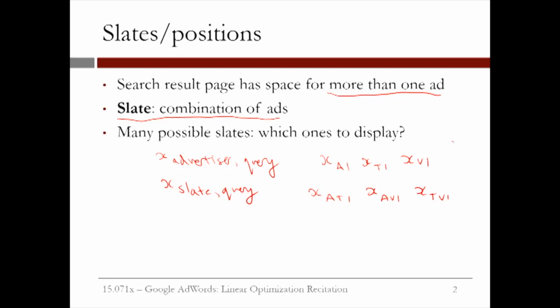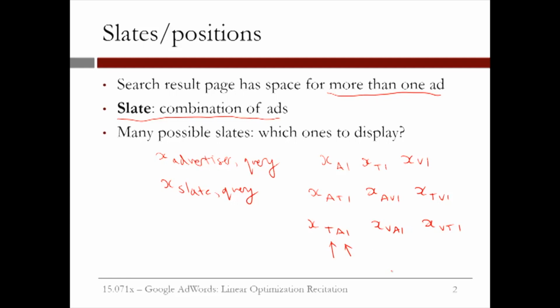Verizon with query 1. Now this can become even more complicated as the position of the ad within the slate is important. For example, ads to the right of the search results might not attract as many clicks as those above the search results. In this case, we would also consider XTA1, XVA1, and XVT1. And here, the first ad in the combination is the ad that is placed in the first position. So for example here, T-Mobile is placed in the first position for XTA1, and AT&T is placed in the second position.